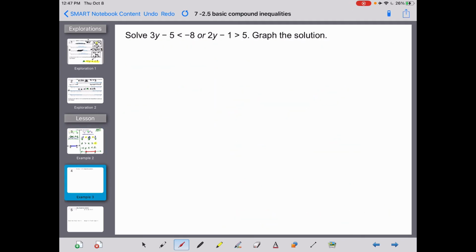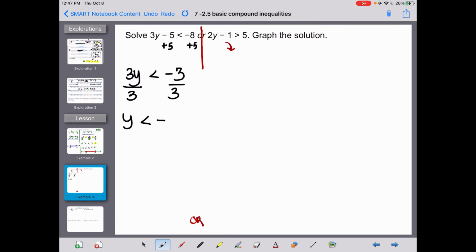An OR inequality is a little easier because all you have to do is focus on one side at a time. And then in the end, you want to put OR in between your answers. So on the left, we have the inequality 3y minus 5 is less than negative 8. So to do this problem, we can add 5 to both sides first. So we have 3y is less than negative 3. Last step, divide by 3 on both sides, and we get y is less than negative 1.